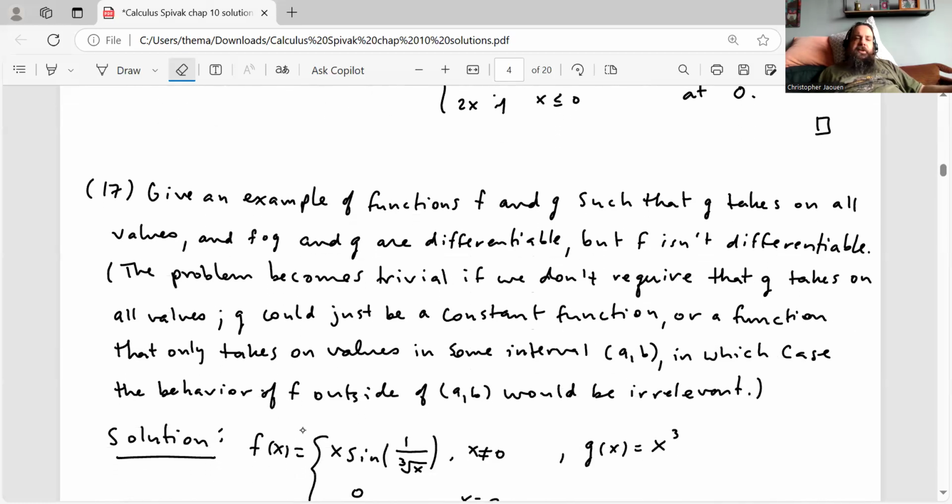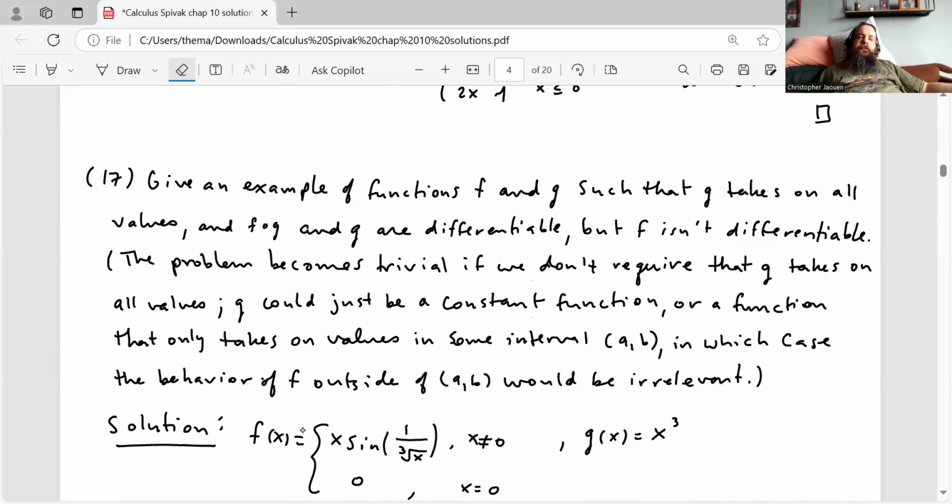All right, question 17. Give an example of functions f and g such that g takes on all values and f composed with g and g are differentiable, but f isn't differentiable. And then Spivak says the problem becomes trivial if we don't require that g takes on all values. g could just be a constant function or a function that only takes on values in some open interval a to b, in which case the behavior of f outside of that interval would be irrelevant.